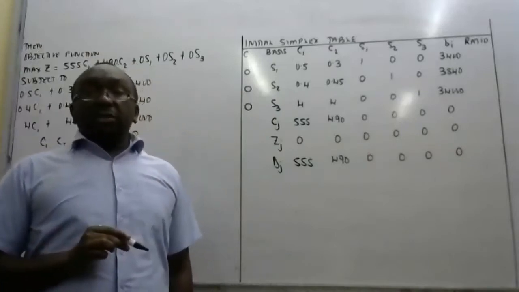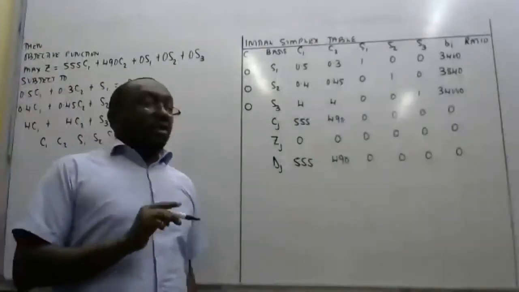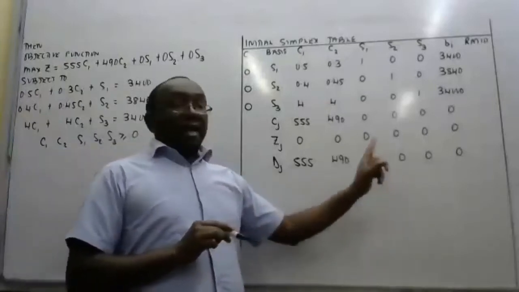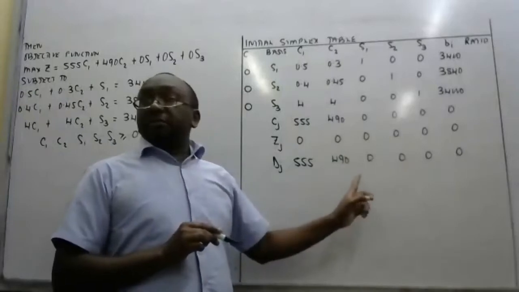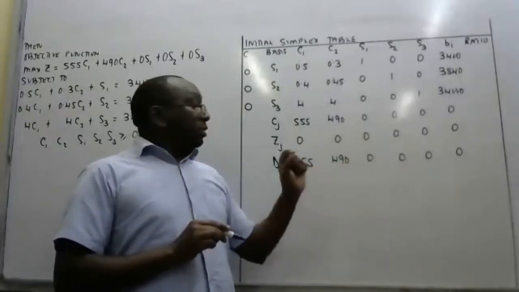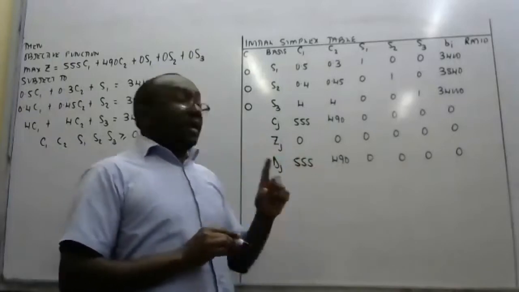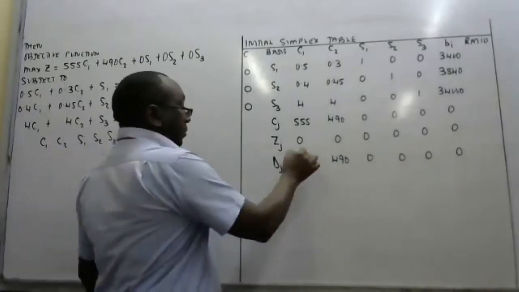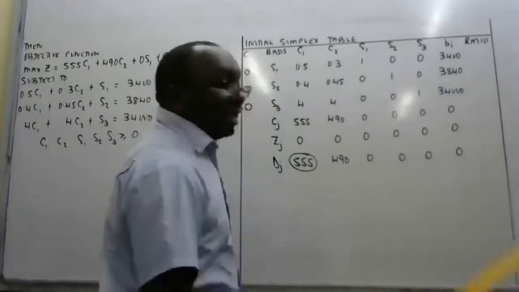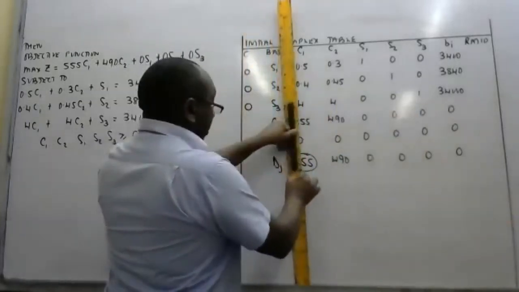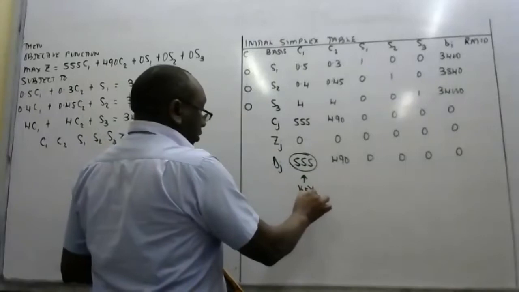When you have the initial table, you check whether it is optimal. The table is optimal if all the DJs are either zeros or negatives. But you can see here we have some positives, so it's not optimal. If it is not optimal, you pick the highest DJ. So the highest DJ is this one. That's the highest. And the column where you have found it is called the key column.